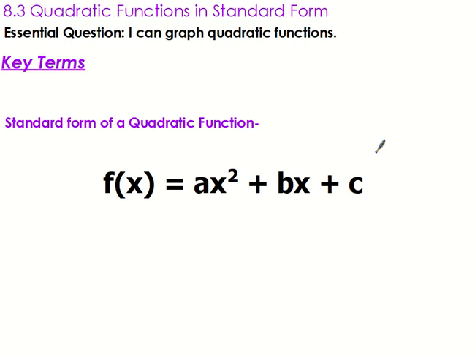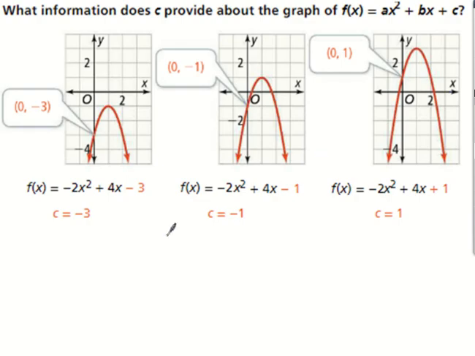So we are going to graph quadratics using this form instead of vertex form. It says, what information does c provide about the graph of f of x equals ax squared plus bx plus c? So we have three examples. All of the c's have been highlighted in red.